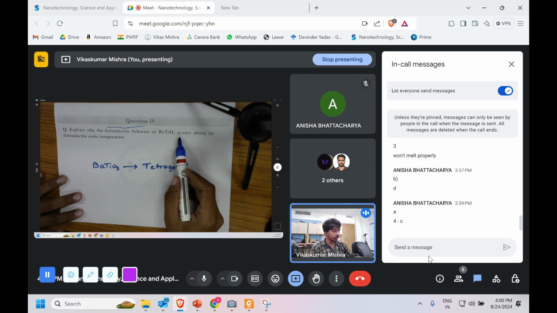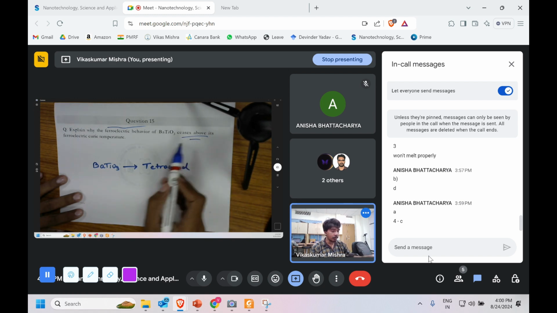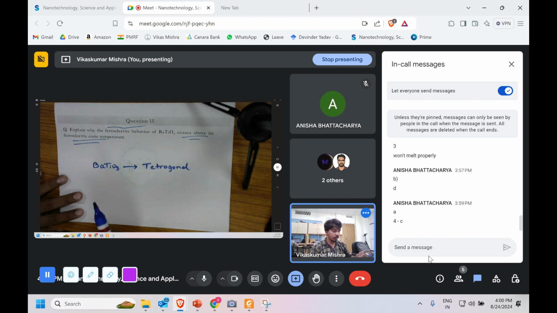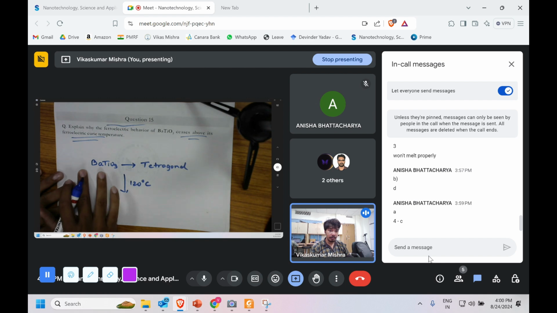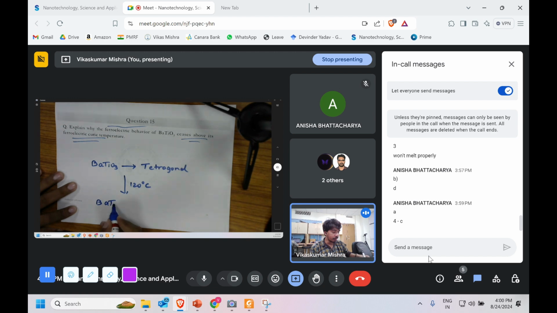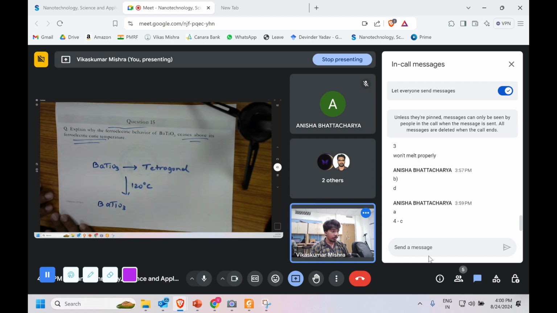Now they are telling that this particular behavior is lost above the Curie temperature. Curie temperature is around 120 degrees Celsius in the case of BaTiO3. So why is it happening? We have the same material over here, and over here also we have BaTiO3 itself, but its property has changed. It is no longer ferroelectric. Now what do you think, any rough suggestions you can give, on what might have occurred?